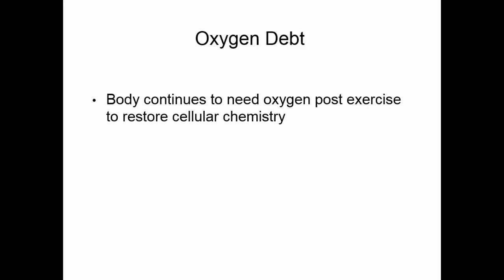Even after we finish exercising, the body continues to need oxygen. We have to restore cellular chemistry. Glycogen stores have to be replaced. So we have to take glucose and build it back into glycogen. That is a chemical process that's going to require ATP, and we use up oxygen when we make ATP.